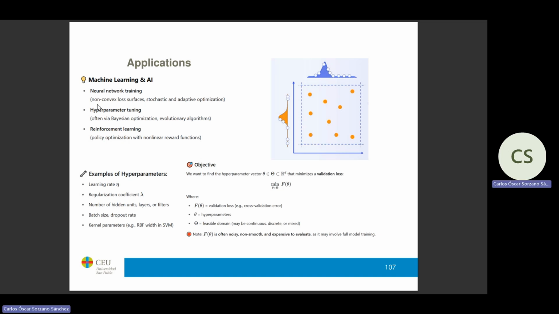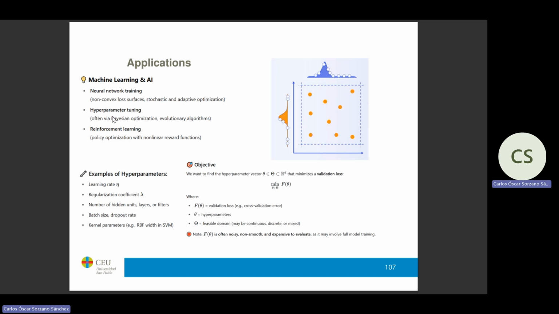It is a non-convex optimization problem, non-linear, and very often you do it at a stochastic level. And this adaptive optimization, you already know what it is. It is adapting the learning rate and the step sizes to the norm of the gradient.